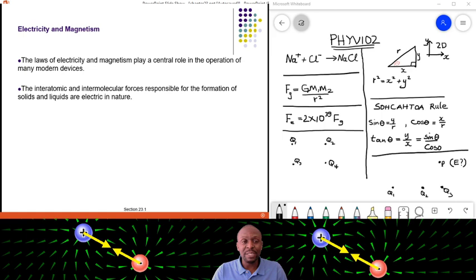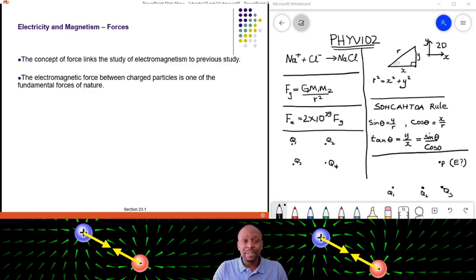One of the reasons is that the interatomic and intermolecular forces responsible for the formation of solids are actually electric in nature. For example, consider sodium chloride. It is formed from the positive ion of sodium and the negative ion of chlorine. So as you can see, these are definitely electric in nature. All right.